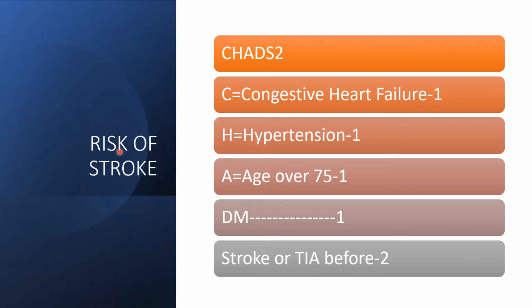How do we know whether this patient can come down with stroke or not? So we want to check the risk of having stroke in atrial fibrillation, and we'll do that through CHADS2. That means C for congestive heart failure, 1 point. H for hypertension, 1 point. Age over 75, 1 point. Presence of diabetes mellitus, 1 point. But stroke or transient ischemic attack in the past will give us 2 points.